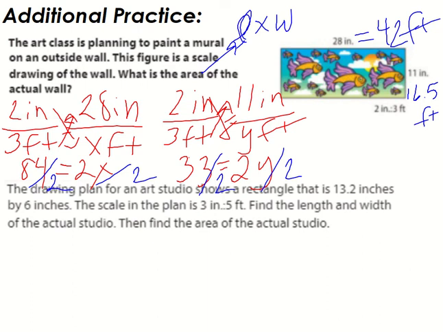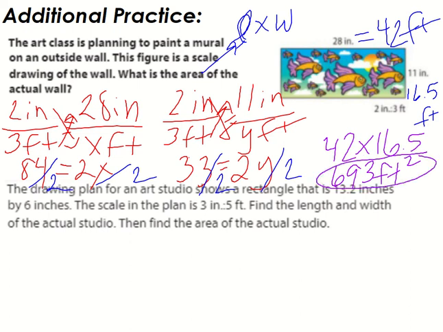So now what we're going to do is take our two measurements, 42, and times it by our 16.5, and that'll get us our area. So 42 times 16.5 is 693 feet squared. And there's our answer. That's the area.